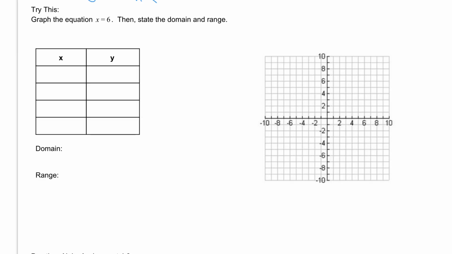If you did this one correctly, you should have put 6's in for all of your x's, and then again any y values that you wanted. If I come over to see my graph, I should have a vertical line through x equals 6, which is right there. My domain should be x is equal to 6, and my range is all real numbers.